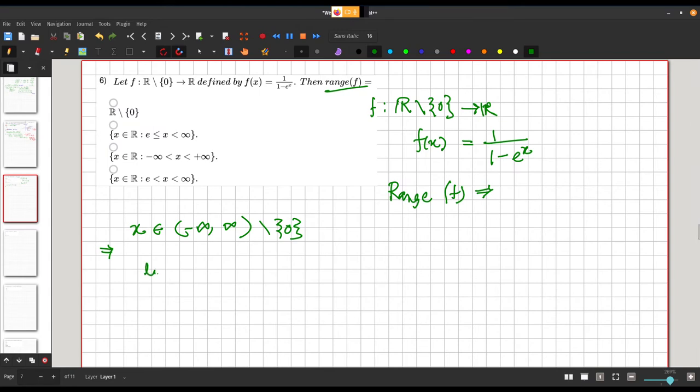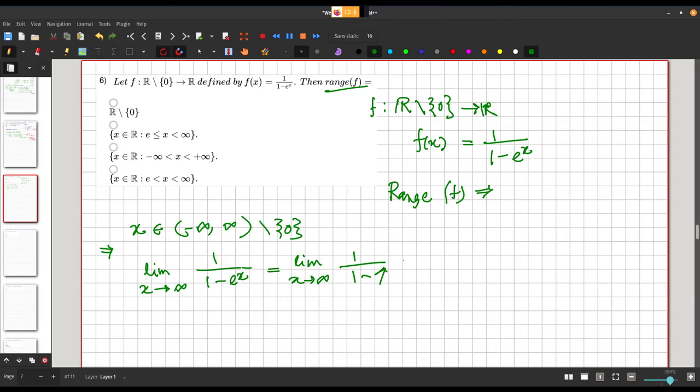So let us first check the limits. When x is going to infinity, then what will happen? This term e to the power x will go to infinity, so this term will blow up, so this will be 0.